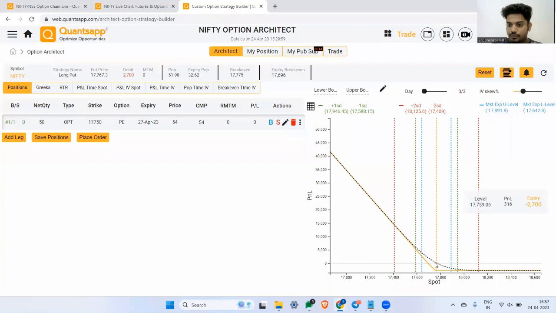So if you just see, at the same level, if the market remains exactly where it is, it will give me a loss of 2,700 till expiry. Even if the market falls till 17,700, it still doesn't help me. I am still making a loss of 164 rupees till expiry.